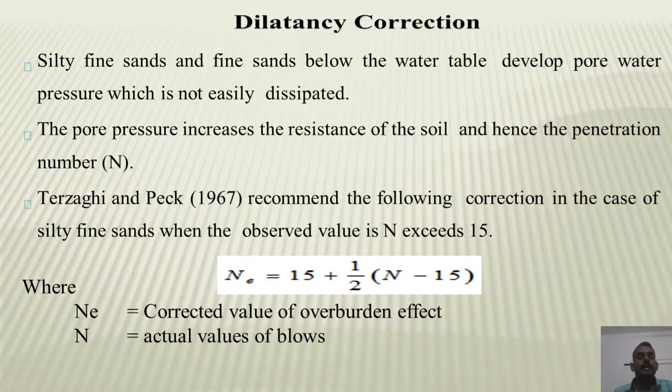So if the observed value exceeds 15, dilatancy correction is to be made. So corrected N value is equal to 15 plus half of observed N value minus 15. Here N is the corrected N value for overburden effect and capital N is the actual value of blows.